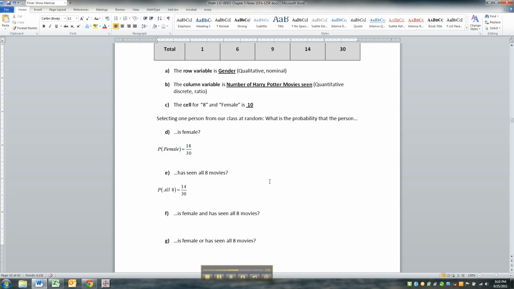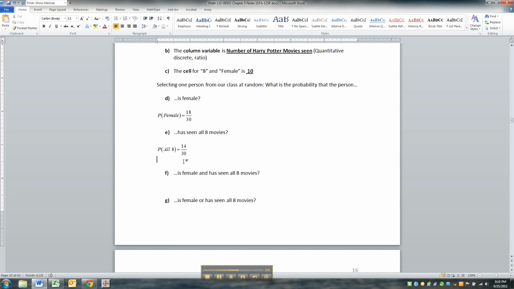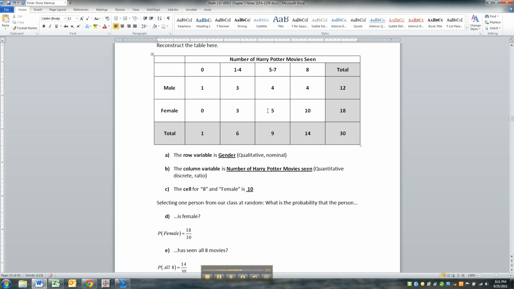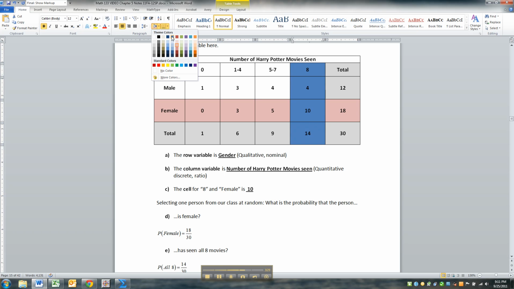All right. Is female and has seen all 8 movies. Okay, now this is going to be a little strange because the and here you have to remember is the overlap. Let me highlight this for a second. Here's all the females. I'm going to make them, oh, let's be sexist and make them pink, shall we? There they are. And then here's all the movies, right? All 8 movies. There it is. And I'll make it blue.